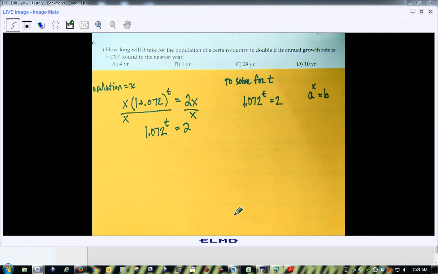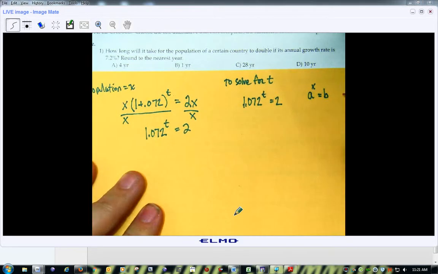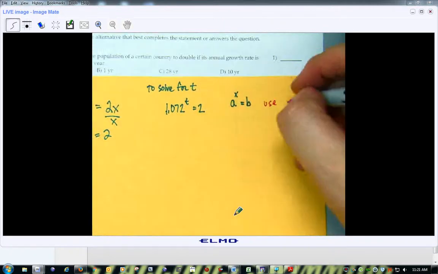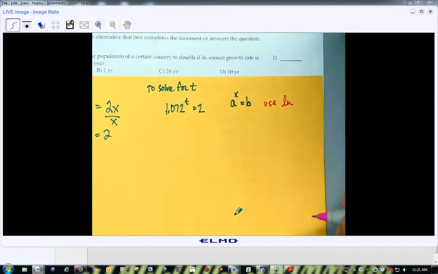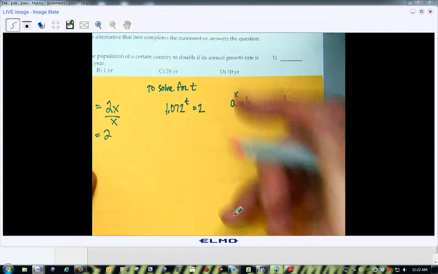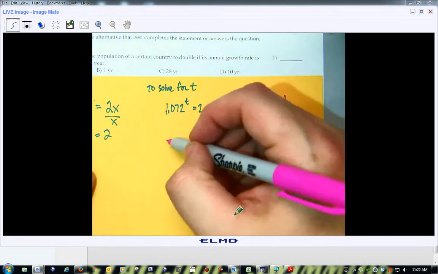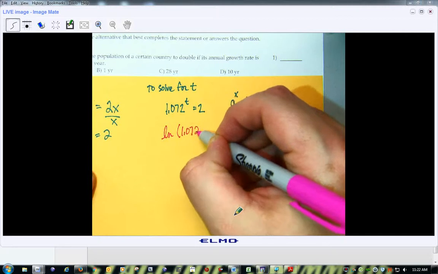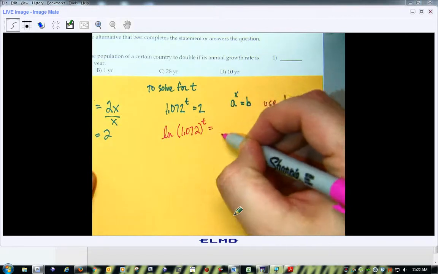Now, the thing that you do is we're going to use something called a logarithm. We're going to use the natural log, ln. It's on your calculator. And I'm going to take the natural log of 1.072 to the t power is equal to the natural log of 2.